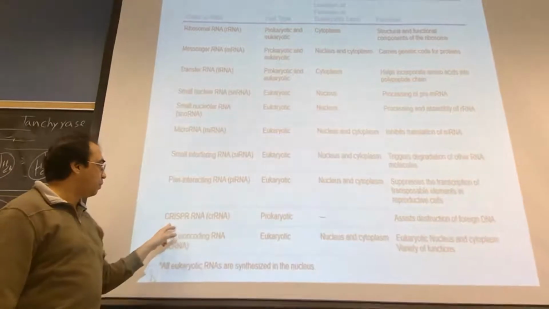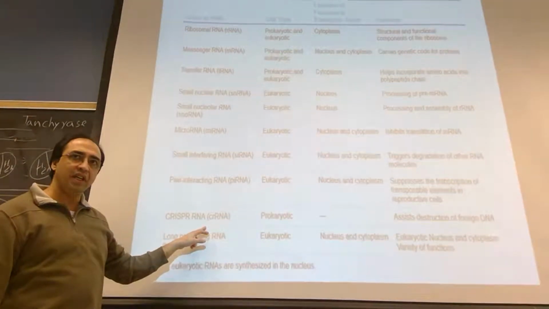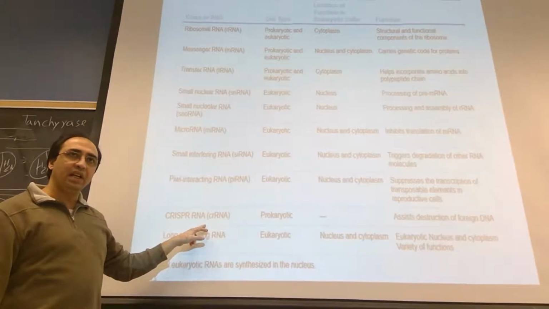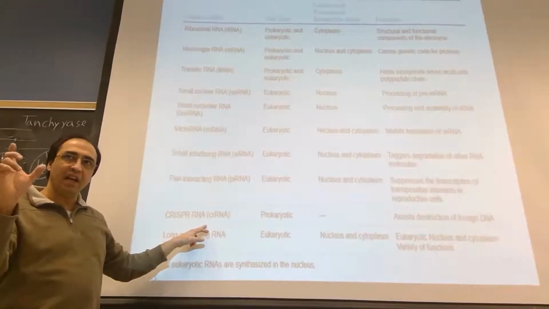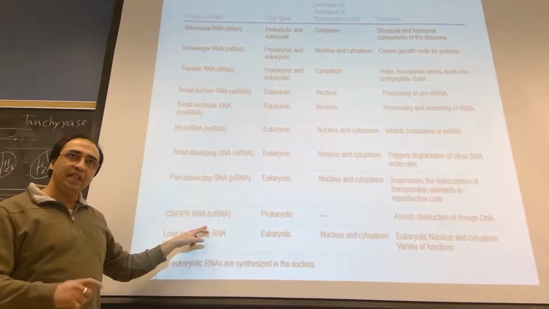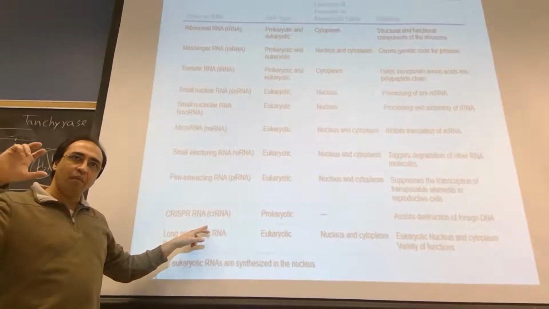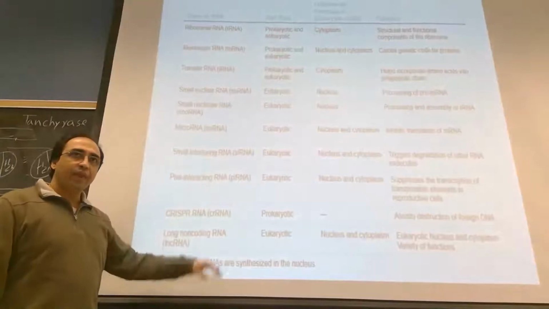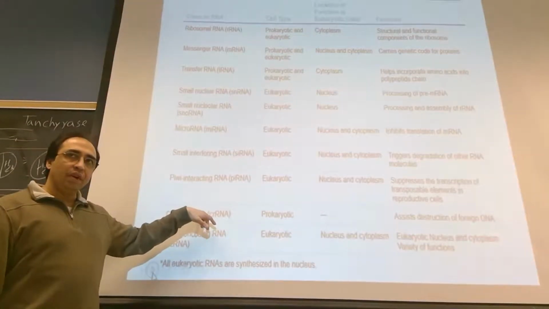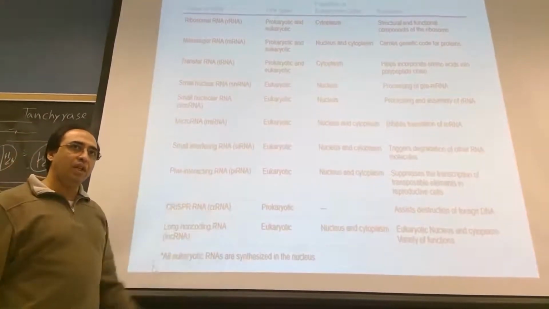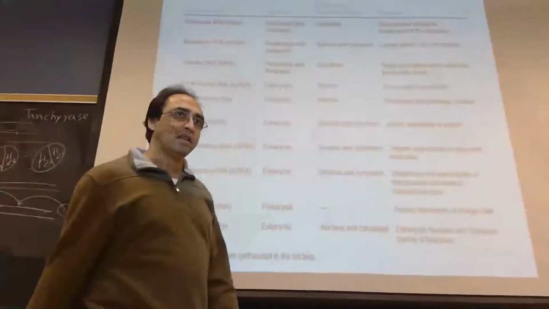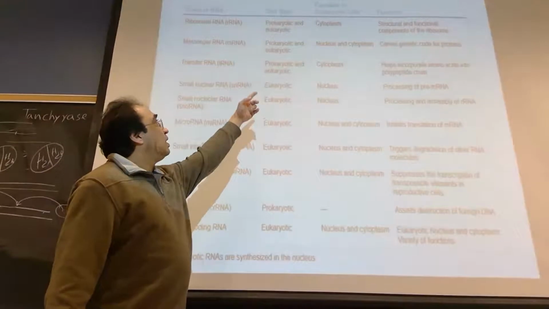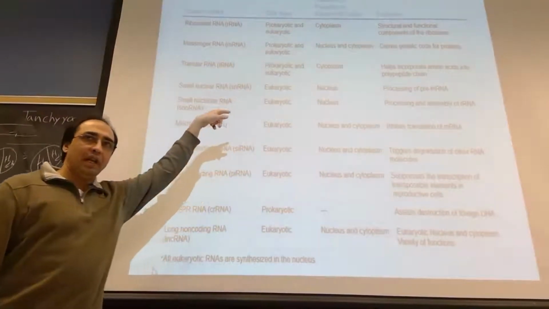Only this one is prokaryotic, that is the CRISPR RNA. Do you know the CRISPR gene? CRISPR is present in some kinds of plants, generally rice and wheat. Using this CRISPR gene, we can do genetic modification and other things. Later we'll talk about the CRISPR gene when we do agricultural genetics. Okay.